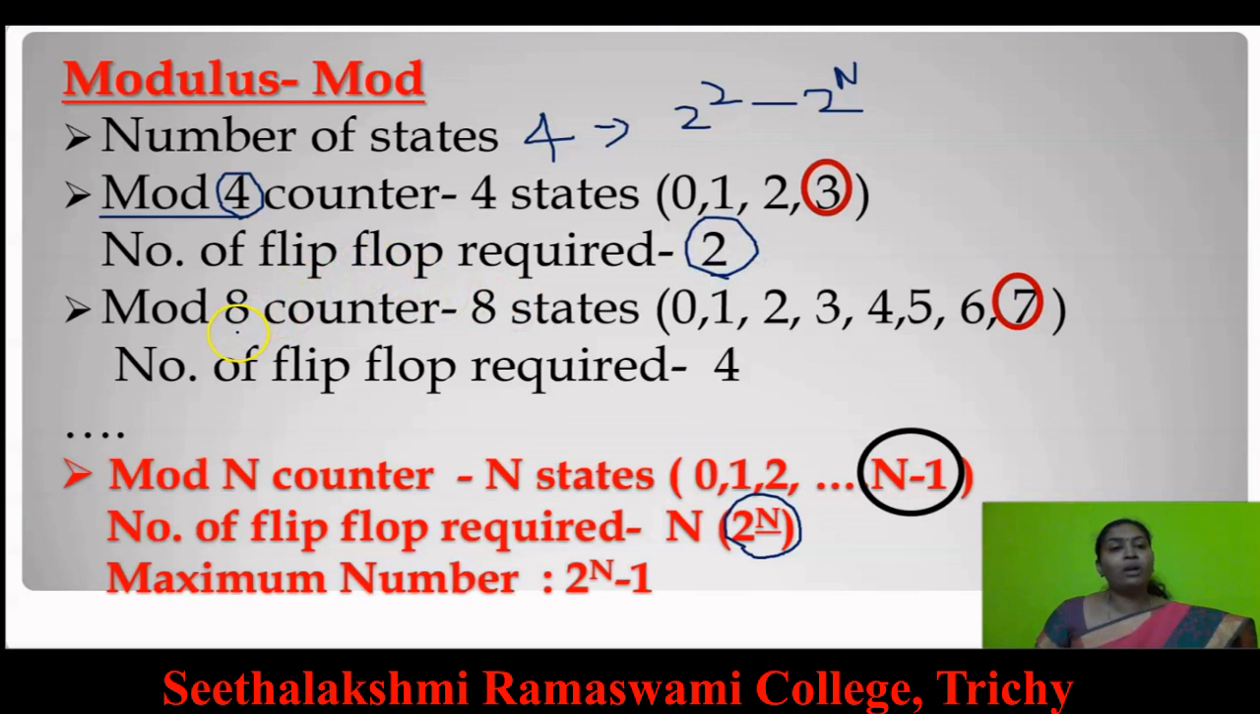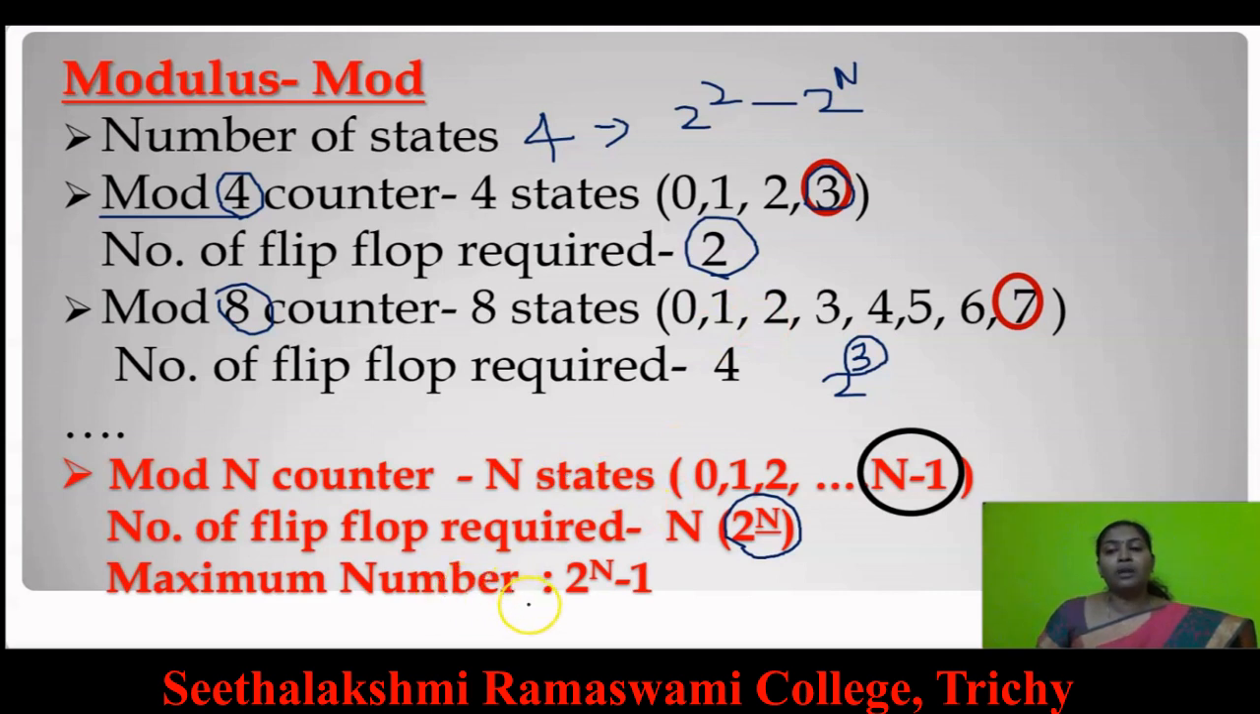So what will happen when we are constructing the mod 8 counters? 8 we can write in terms of 2 as 2 to the power 3. So we should use 3 flip-flops to construct this mod 8 counter, and we can make them count from 0 to 7. So this 7 is called the maximum number that the flip-flops can count in the case of mod 8 counters, whereas in the case of mod 4 counters, 3 is the maximum number or state that the mod 4 counter can count.